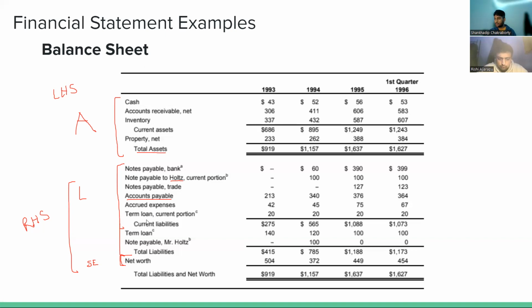Accrued expenses, more loans, notes payable, that's all your liabilities. And then your net worth, that can also include retained earnings and other stuff like that. That's for stockholders.